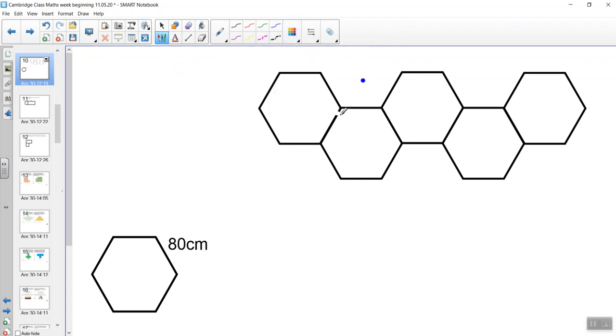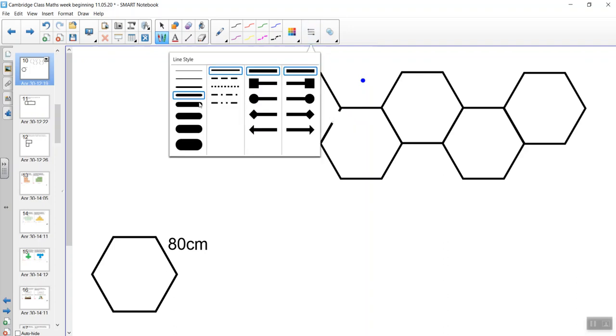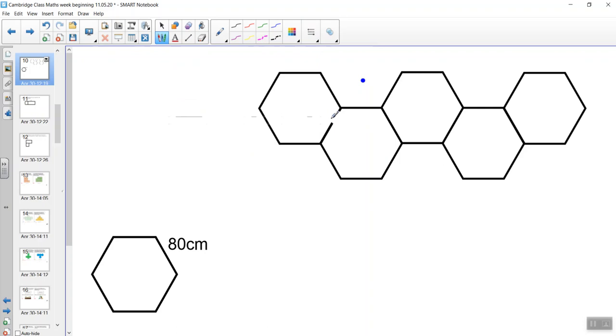So don't need this one. I just made that a bit flatter. I don't need this one. So I don't need those. I don't need those because they're not on the outside of my shape. I'm only looking for the outside. I don't need that one. It's not on the outside of my shape. And this one is not on the outside of my shape. So I don't need any of those sides. I do need the others.